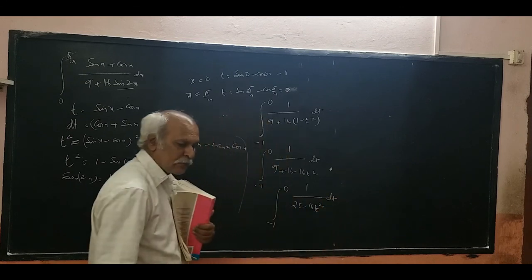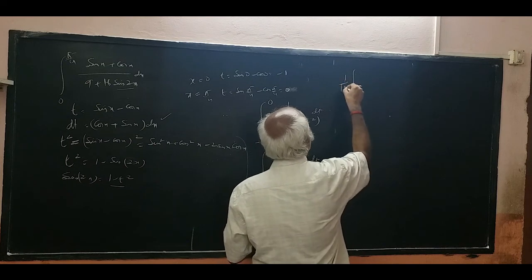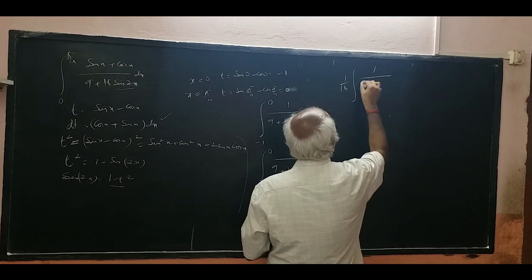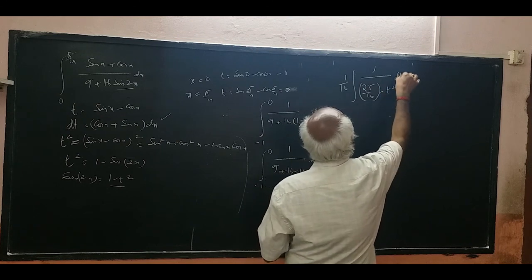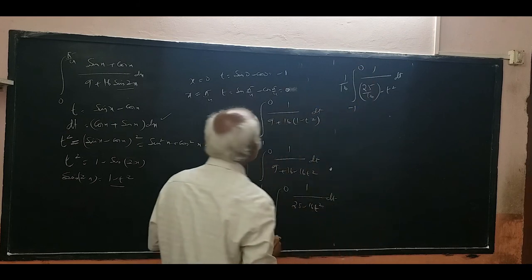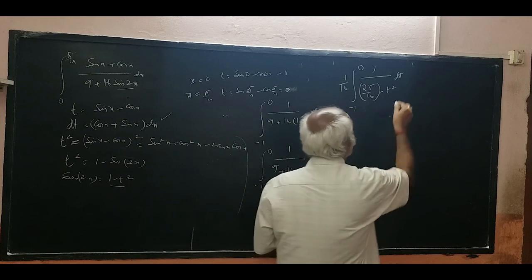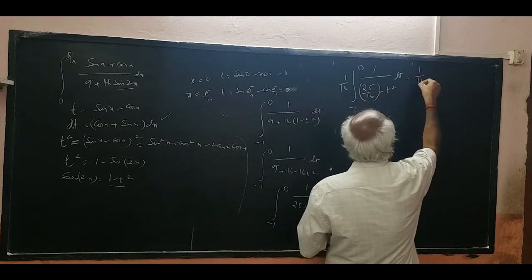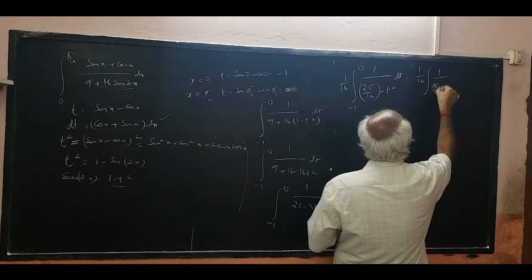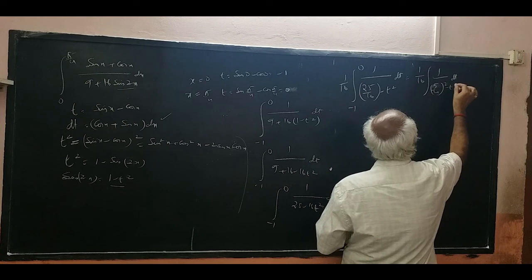dt. Okay, so take 16 common, 1 by 16, 1 by 25 by 16 minus t square dt, minus 1 to 0, right? Minus 1 to 0. Okay, you have to change the limits, sir. That is very, very important. This can be written 1 by 16, 1 by 5 by 4 whole square minus t square dt.